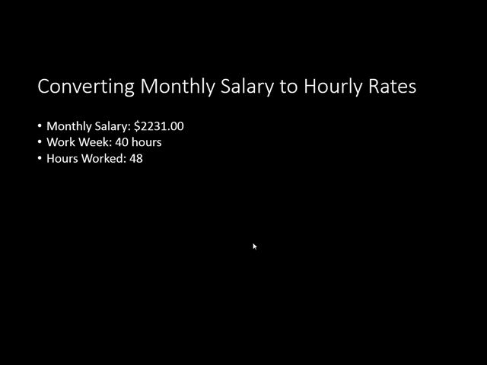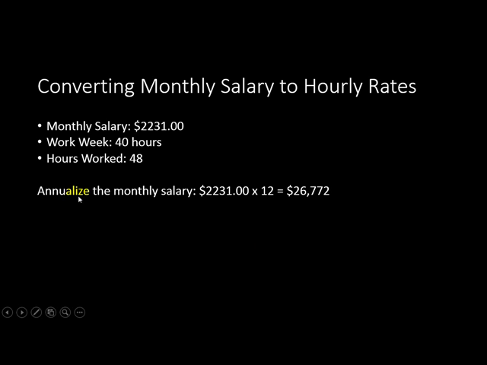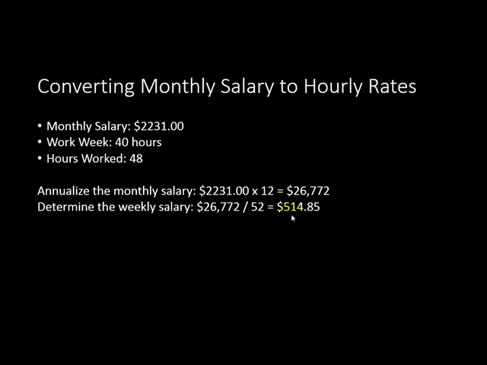To convert monthly salary to hourly rates, we will need to annualize the monthly salary of $2,231 multiplied by 12 gives us an annual salary of $26,772. We will then determine the weekly salary by dividing by 52. That gives us $514.85. We will then determine the hourly rate, divided by 40 gives us $12.87 per hour.